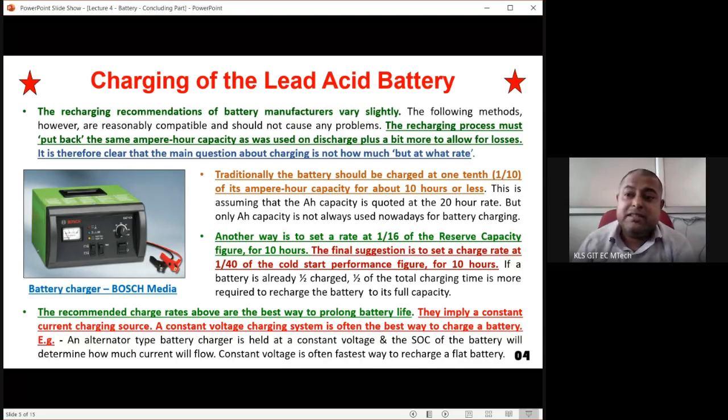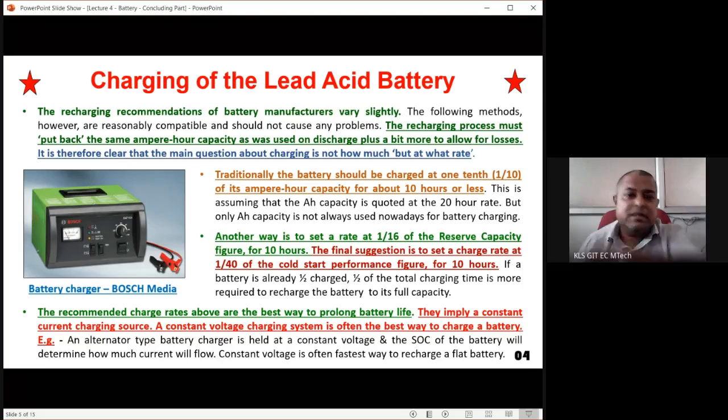And I'll tell you, battery is a very sensitive device. When we are using laptop, when we are using car battery, we don't much care about it. But with little care and little following of the rules, the battery never gets corrupted, and never gives you a disrupted supply. Constant voltage is often the fastest way to recharge a flat battery. Flat battery means it is totally discharged. That means that 2 volt has become 1.75 volt.